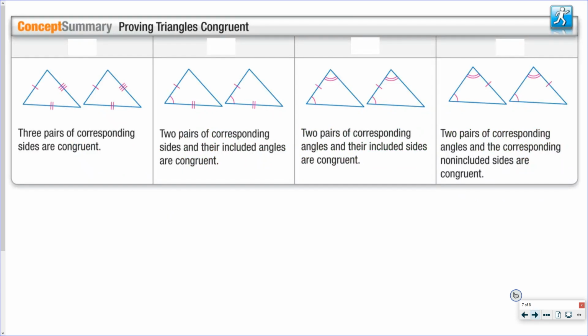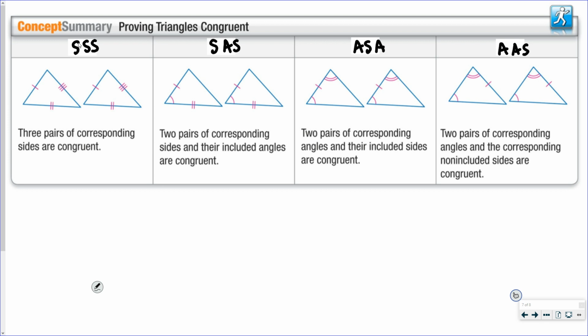All right, so here are our four postulates all in one that we've now done. This one is side, side, side. This one is side, angle, side, the included angle. This one is angle, side, angle. This one is angle, angle, side.